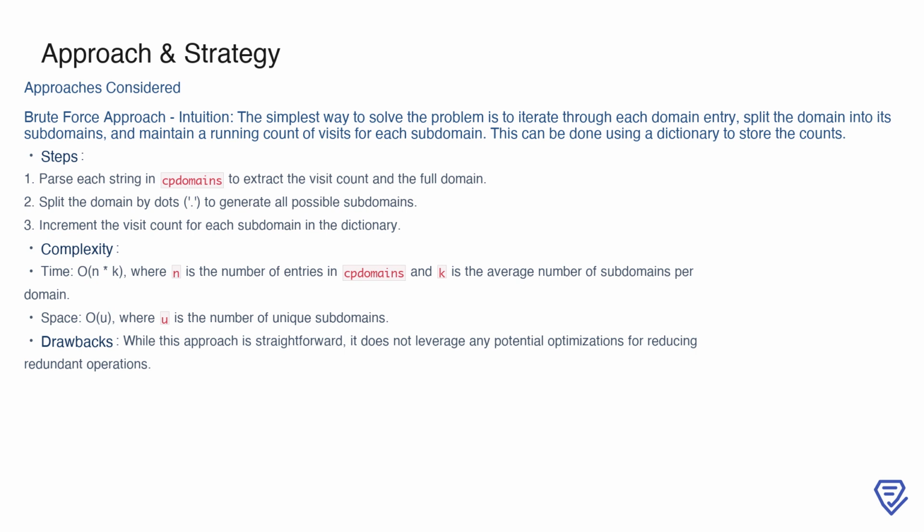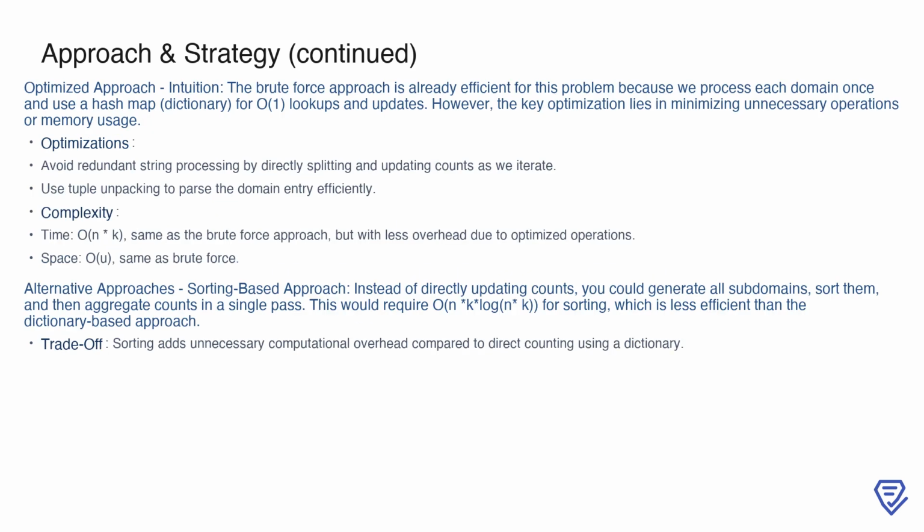The time complexity is n*k, where n is the number of entries and k is the average number of subdomains per domain. The space complexity is U, where U is the number of unique subdomains. Despite being straightforward, this method doesn't leverage additional optimizations to avoid redundant operations, which could make it less efficient in some scenarios. Building on the brute force approach, we can optimize it further without changing the fundamental strategy.